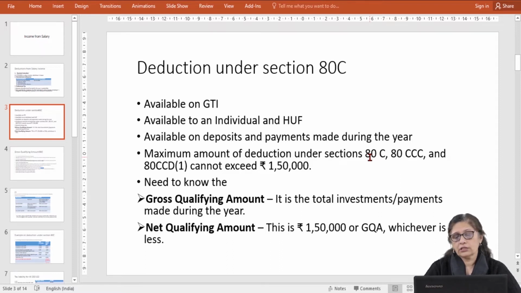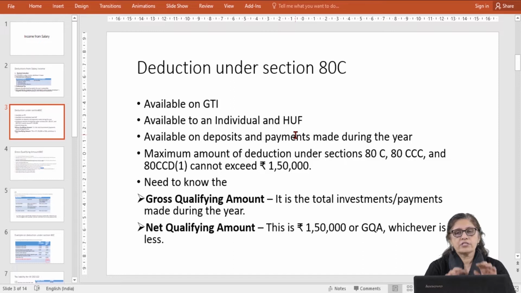Now, to give deduction under 80C, there are two things that one must know. One is the gross qualifying amount, another is the net qualifying amount. Gross qualifying amount means the total amount of deposits and payments made by the assessee during the year, whatever you may be investing in. We just keep on totaling it. So that is the gross. But the net qualifying amount is the amount on which deduction can actually be claimed.